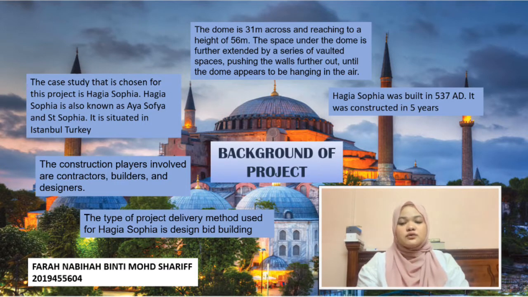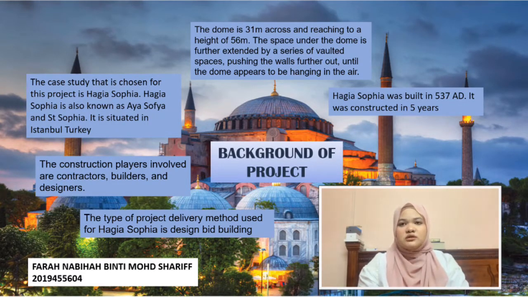Hagia Sophia is also known as Ayasofya and Saint Sophia. It is situated in Istanbul, Turkey. Hagia Sophia was built in 537 AD. It was constructed in about 5 years. The construction players involved in building the Hagia Sophia are contractors, builders, and also designers. Hagia Sophia is most famous for its dome.